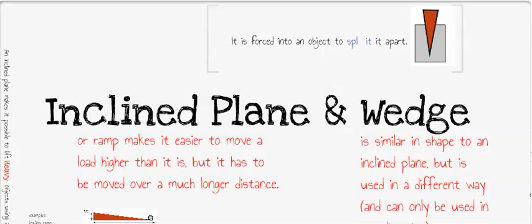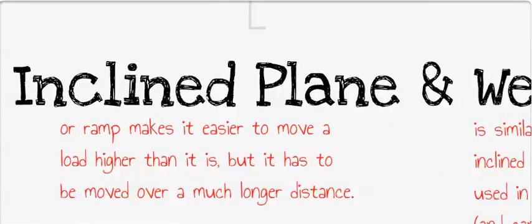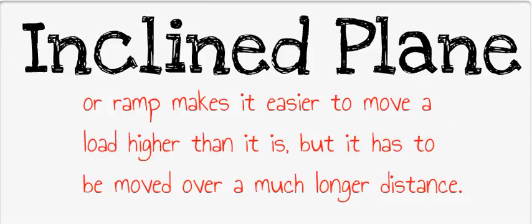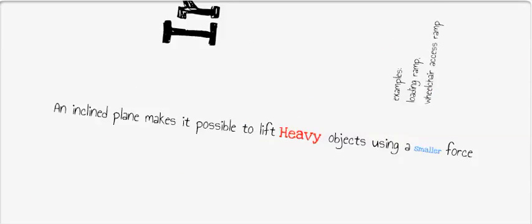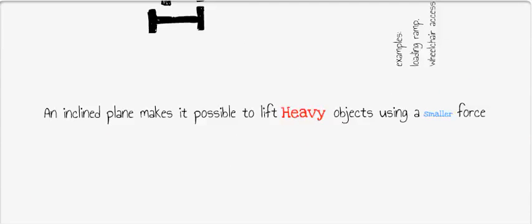Alright, here it is, the talk about inclined planes and wedges. An inclined plane or a ramp makes it easier to move a load higher than it is, but it has to be moved a much longer distance. When you look at the distance in which you are going to raise it from the floor, it is actually quite less than the actual distance in which you need to move it. So an inclined plane makes it possible to lift heavy objects using a smaller force.